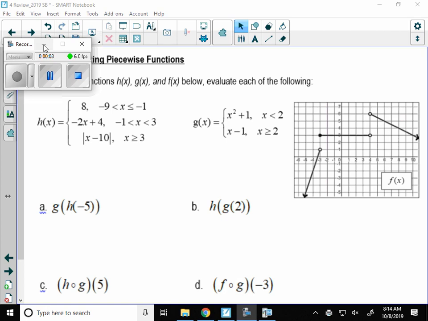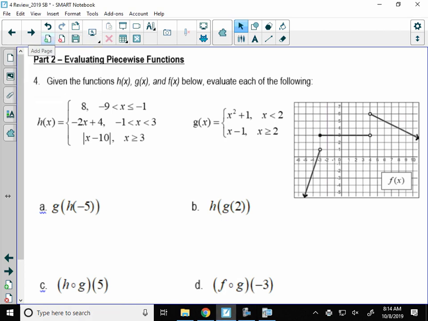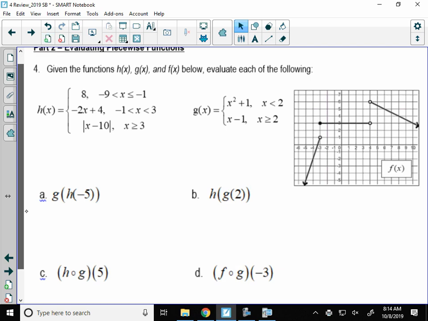Part 2 of our piecewise review is over evaluating functions. So we're going to tie in evaluating and composition of functions here. I have three functions, h of x, g of x are both equations, and f is a graph. The first problem says to find g of h of negative 5.